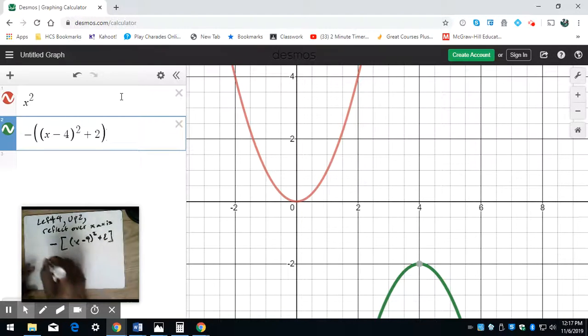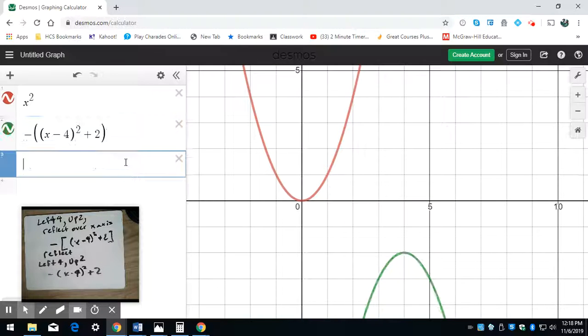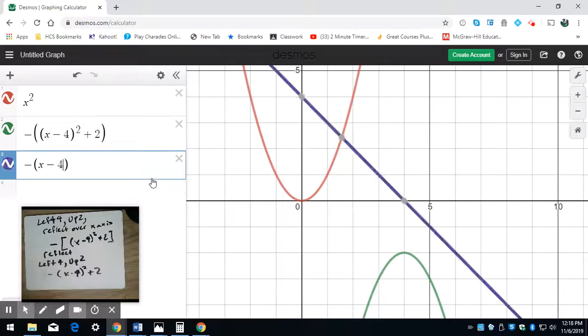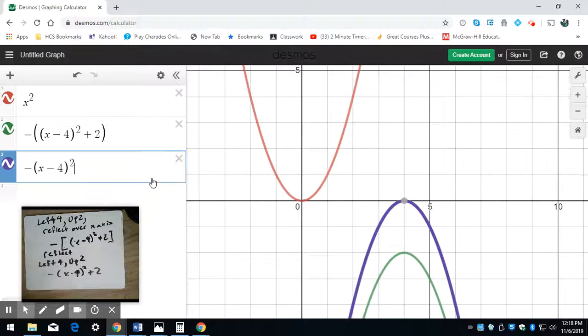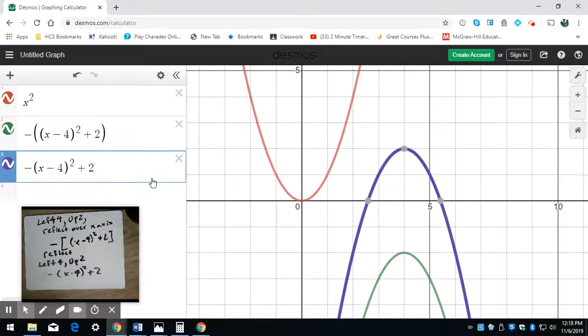What if I said I wanted to reflect, then go left 4 and up 2? Well, then that would be negative x minus 4 squared plus 2 without the parentheses, which I will now graph. X minus 4 squared plus 2. And notice the difference here.